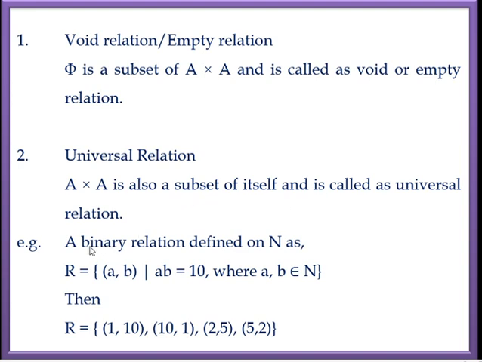For example, a binary relation defined on the set of natural numbers: the relation R is the set of ordered pairs (a, b) such that ab is 10, where a and b are members of the set of natural numbers. Clearly, what is relation R? It is (1, 10), because the product has to be 10, (10, 1), (2, 5) and (5, 2). Don't say (4, 10 by 4), because 10 by 4 is not a natural number.